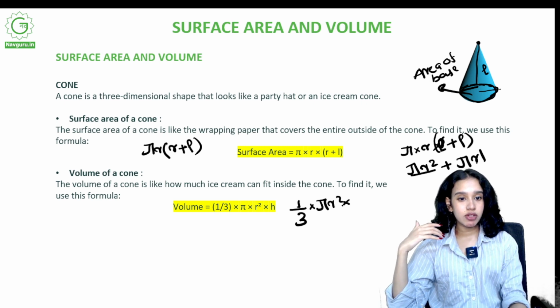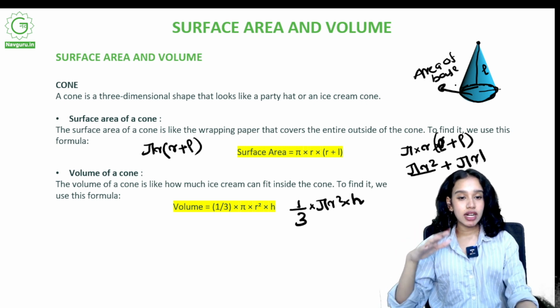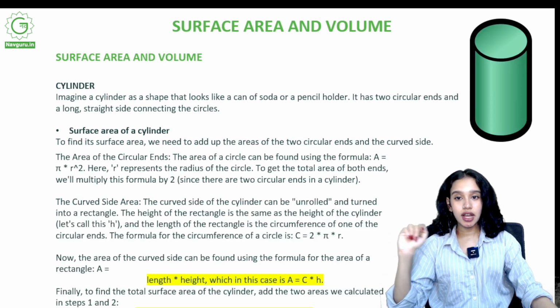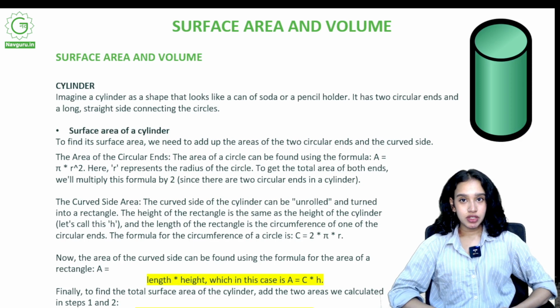Now, volume of the cone is 1 by 3 into pi r square, which is the area of the circle, into height. So, 1/3 of pi r square h is called the volume of the cone. Now, let's talk about cylinders. We are very familiar with the shape of a cylinder, right?